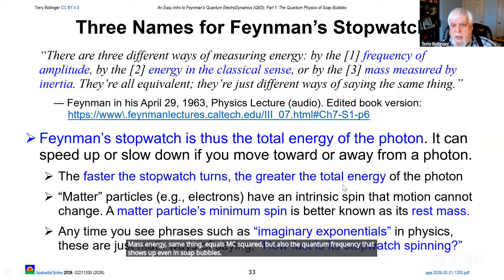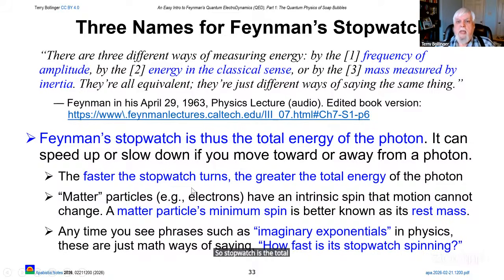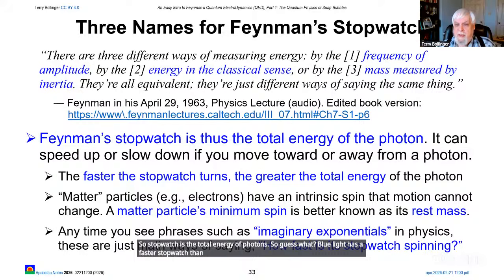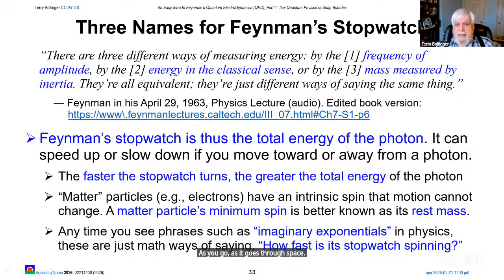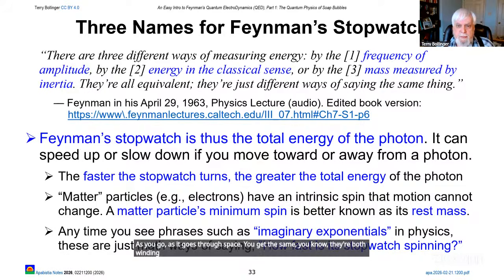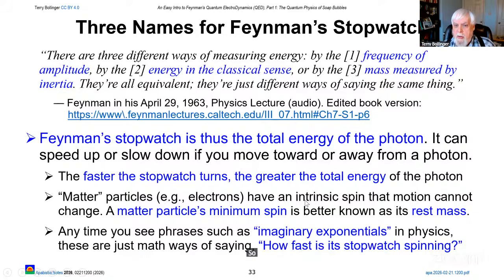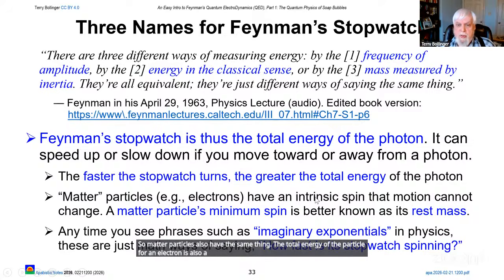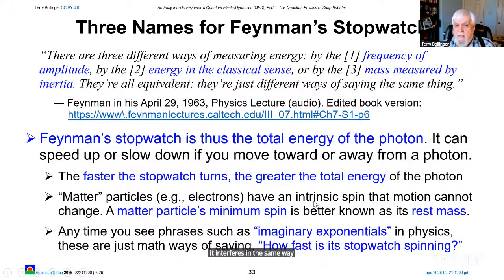So stopwatch is the total energy of the photon. So guess what? Blue light has a faster stopwatch than red light, about twice as fast. As it goes through space, they're both winding out at different rates. So matter particles also have the same thing. The total energy of the particle for an electron is also a frequency, and the frequency works the same way. It interferes in the same way. It follows the same rules of interference.